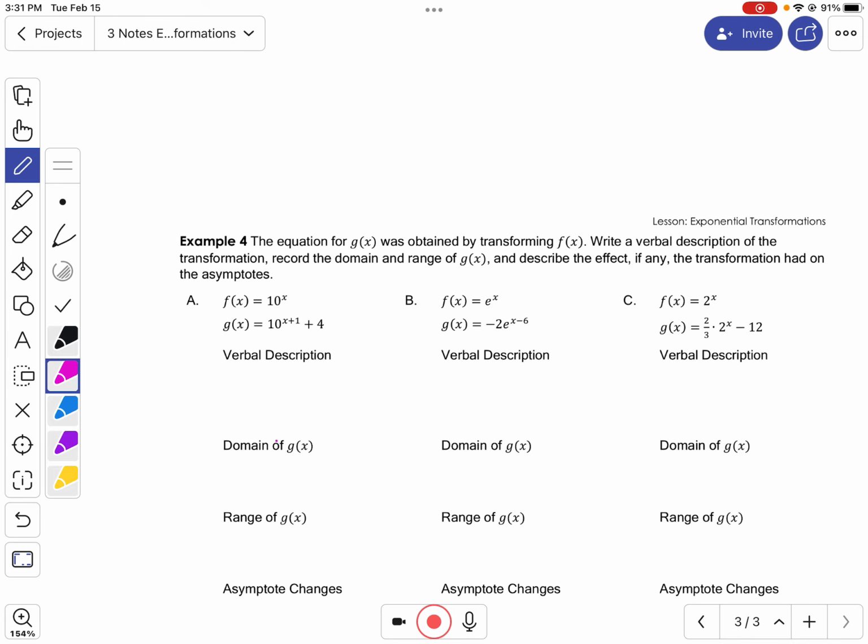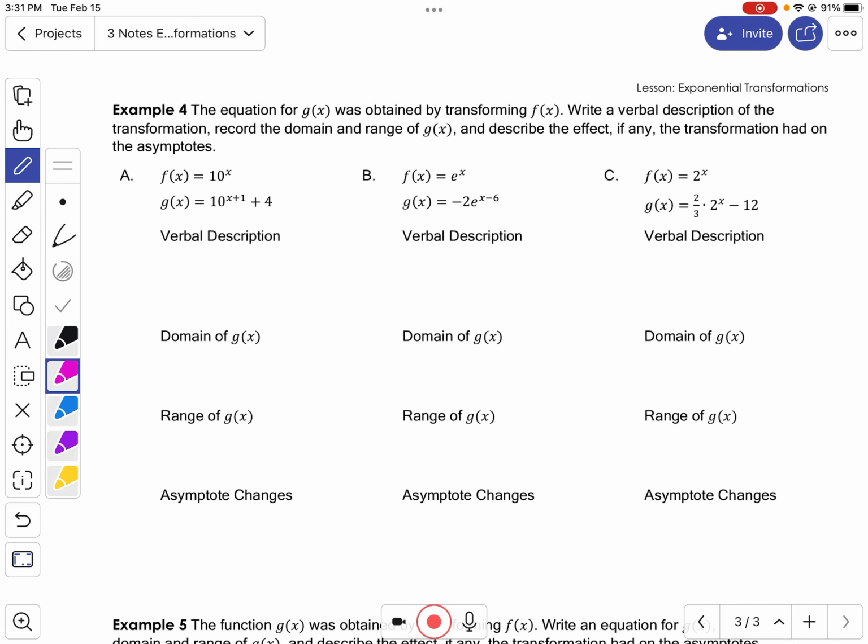Okay, flipping over. Now we're going to be given a parent function. We're given a new function. We're going to find the transformations by looking at the function, and then we're going to find the domain and range and any changes.